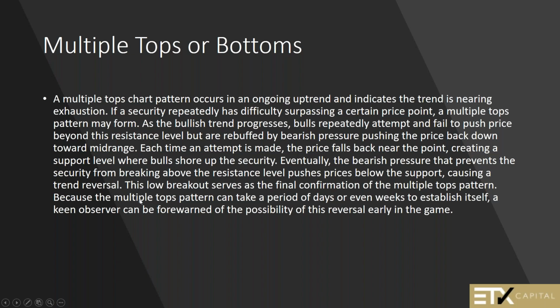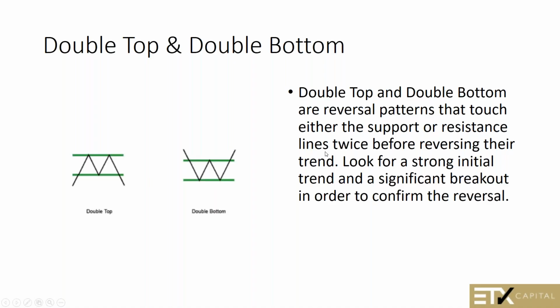Now, a multiple top chart pattern occurs in an ongoing uptrend and indicates the trend is nearing exhaustion. If a security repeatedly has difficulty surpassing a certain price point, a multiple top pattern may form. What did you see when we saw a rectangle? It was a multiple top formation. As the bullish trend progresses, bulls repeatedly attempt but fail to push price beyond the resistance level, but are rebuffed by bearish pressure pushing the price back down towards its mid-range. Each time an attempt is made, the price breaks back to the point.